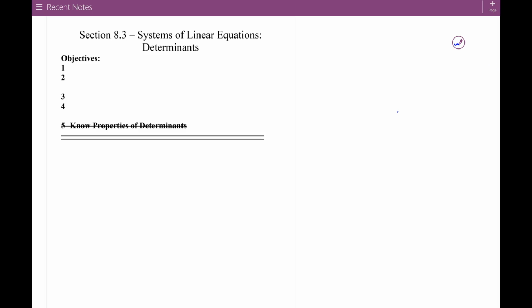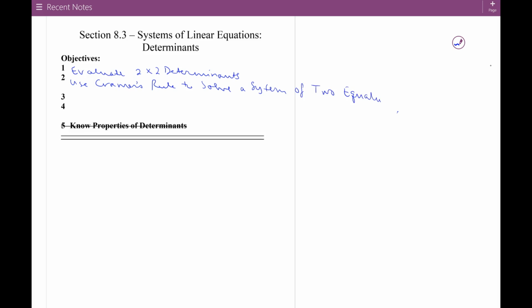Section 8.3, Systems of Linear Equations, Determinants. This is another way to solve a system of equations, and it has 4 objectives that we're going to cover. The first is to evaluate, so find a number for, 2 by 2 determinants, and then to use Cramer's rule to solve a system of 2 equations containing 2 variables.